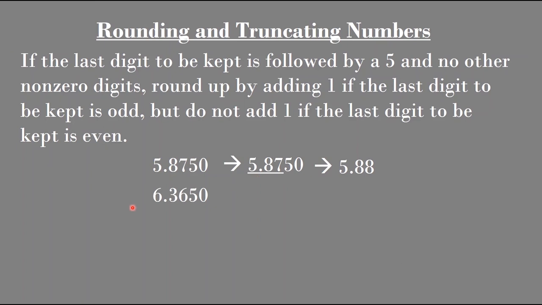The next example you can see here is 6.3650. If this has to be rounded to three significant digits, those three significant digits will be 6.36. The number after the last digit to be kept is 5 and no other non-zero digits, so the rounding to 3 sig figs will be 6.36. Here we didn't round up as the last digit to be kept was an even number.